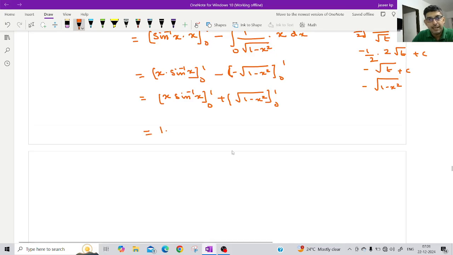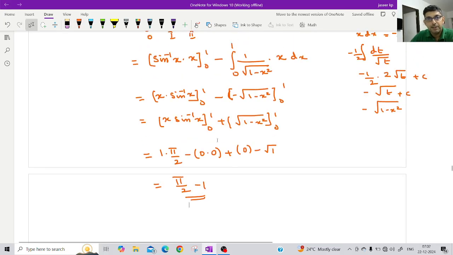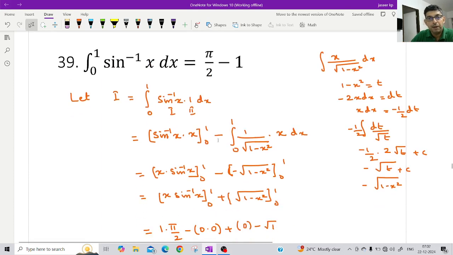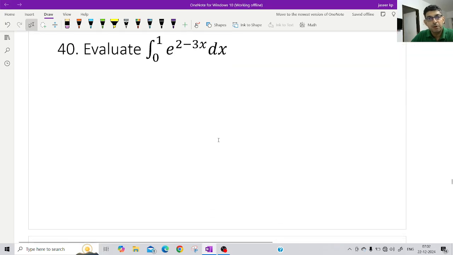1 into sine inverse of 1, that is pi by 2, minus 0 into sine inverse of 0, which is also 0, plus upper limit root of 1 minus 1, that is 0, minus root of 1 minus 0, that is root 1. So it will come as pi by 2 minus 1. So this is only what we were asked to prove. This is equal to pi by 2 minus 1. Now we will move to the next problem.